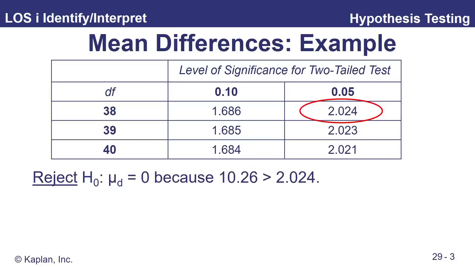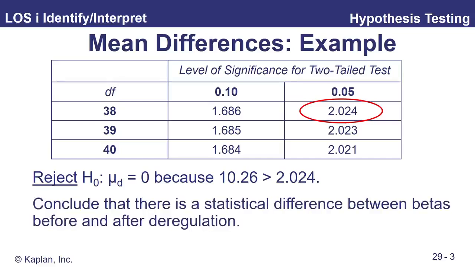So again, we're going to reject our null hypothesis because our test stat gave us 10.26 standard errors, and yet the tail starts at 2.024 standard errors. So we are well inside the right-hand tail here. So reject the null, and we therefore conclude that the regulatory change, i.e. deregulation, has caused a change in companies' betas.